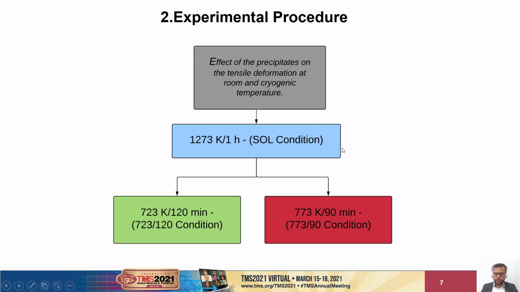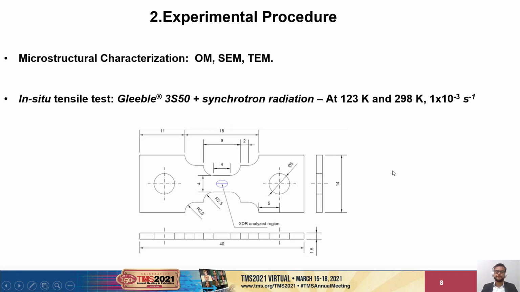In the first condition, the alloy was submitted to a solution heat treatment at 1273 Kelvin for 1 hour, which I'm going to call the solution condition. In the second condition, the alloy was submitted to an aging heat treatment at 723 Kelvin for 2 hours, which I'm going to call the 723 condition. And in the third condition, the alloy was submitted to another aging heat treatment, but at 773 Kelvin for 1.5 hours, which I'm going to call the 773 condition.